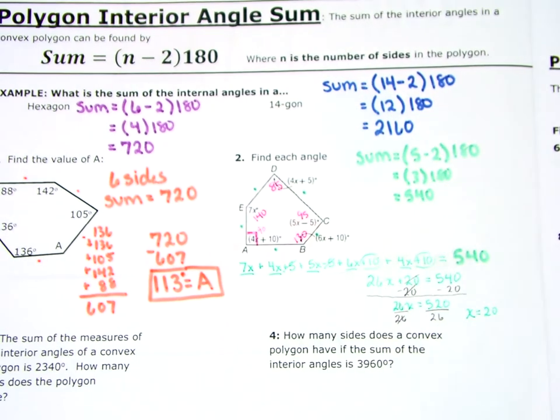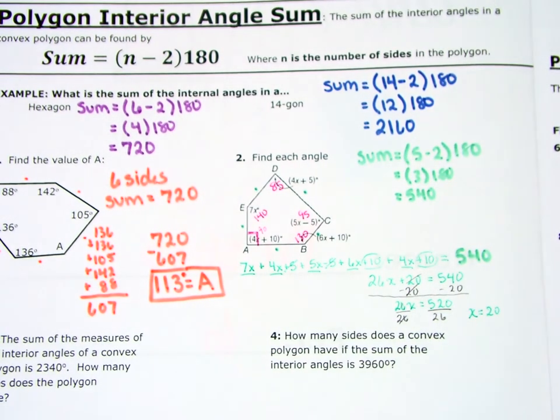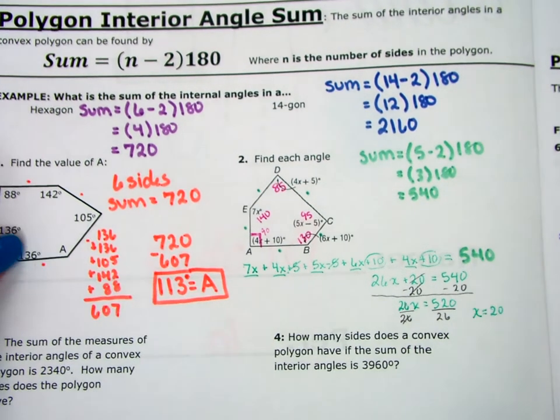90 degrees. How can I check to see if I did my math right? You add them all up. Yeah, add the pink ones all up and I should get 540. 540. Very good. Alright, the next one.